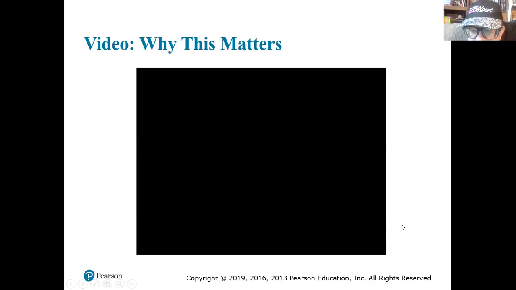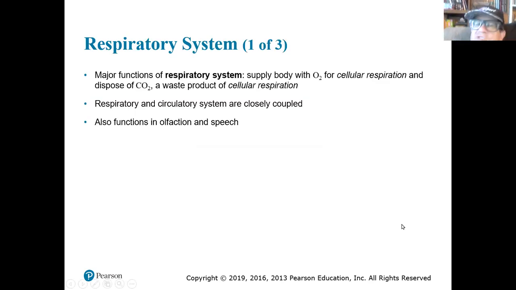Okay, so let's move on. The major functions of the respiratory system are to supply the body with oxygen for cellular respiration, and dispose of carbon dioxide, which is a waste product made in cellular respiration. The respiratory system and the circulatory system are coupled. They work together really closely. We also have olfaction, meaning sense of smell, and speech. We form our words using the respiratory system.